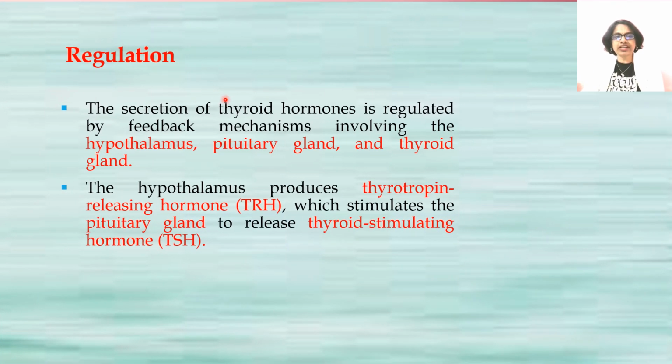Then coming to regulation, the secretion of thyroid hormones is regulated by a feedback mechanism. So what is this feedback mechanism? It involves the hypothalamus, pituitary gland and thyroid gland. And here the hypothalamus is producing TRH. So what do you mean by TRH? Thyrotropin releasing hormone, which stimulates the pituitary gland. So this TRH is going to stimulate the pituitary gland for releasing thyroid stimulating hormone, that is known as TSH.